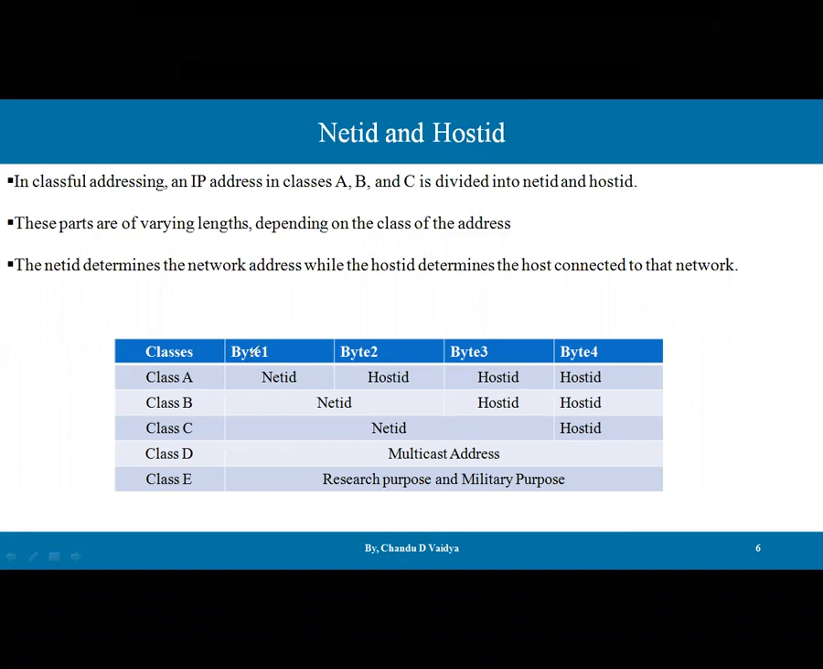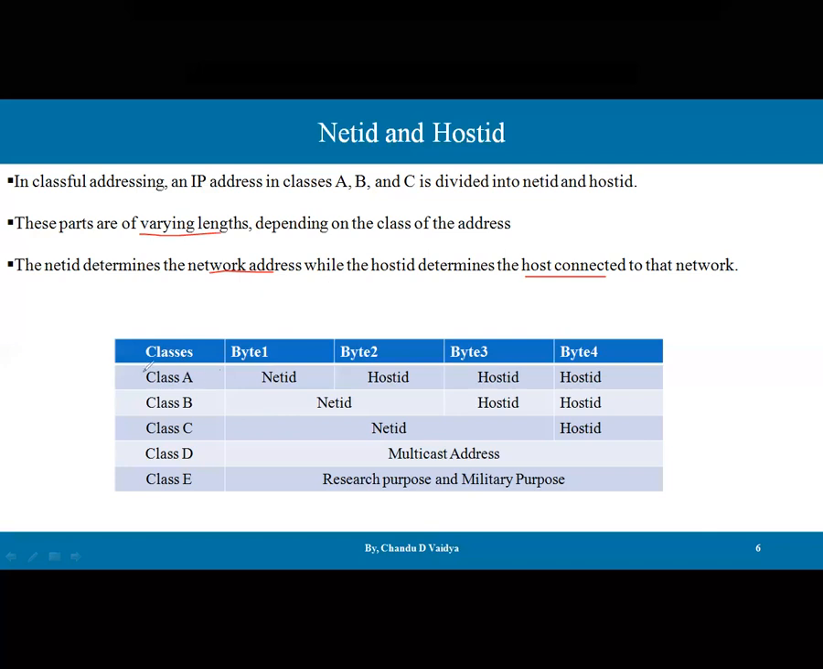On that basis we have a chart, and every class has a different size of net ID and host ID, because the net ID determines the network address while the host ID determines the host connected to that network. This is variable length, because we have different classes: class A, class B, class C.